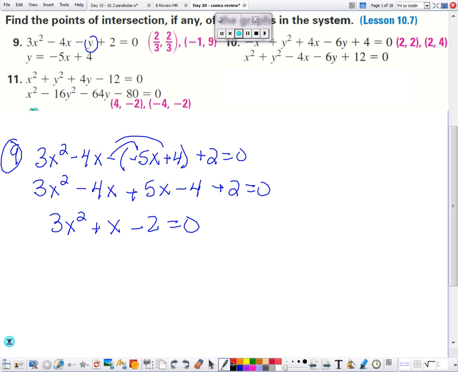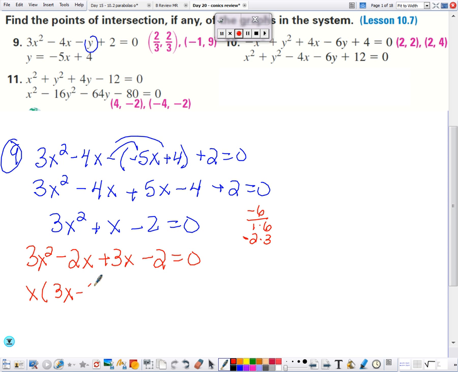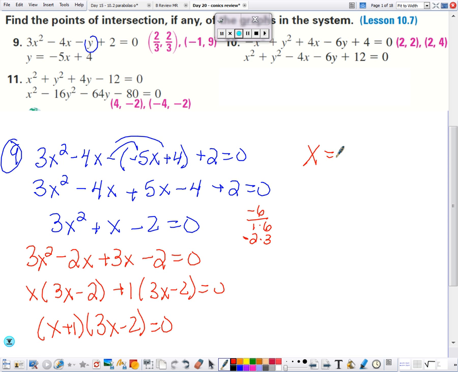3 times -2 is -6. So what multiplies to -6 that adds to 1? We're going to use -2 and 3. Factor out the greatest common factor. Regroup it. We get x is -1 and +2/3.